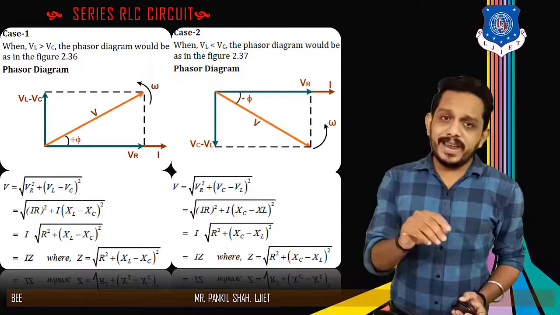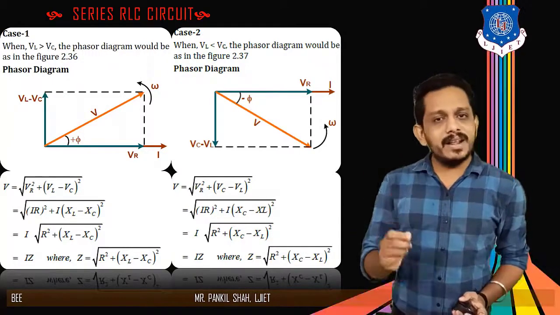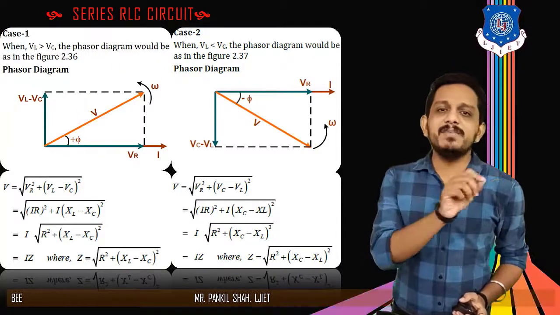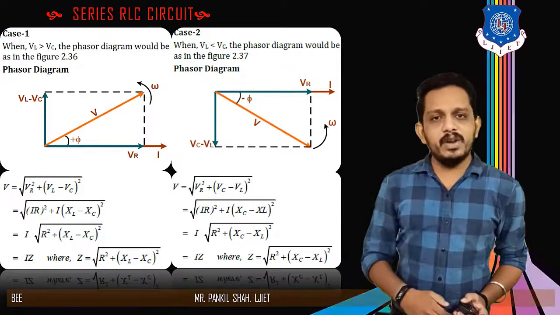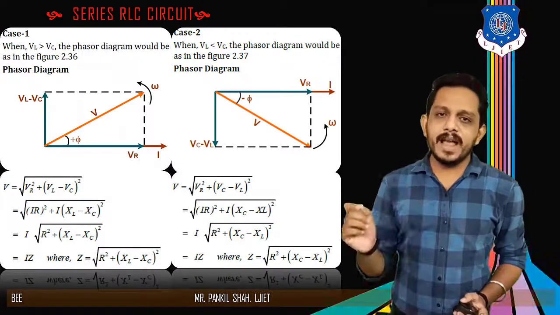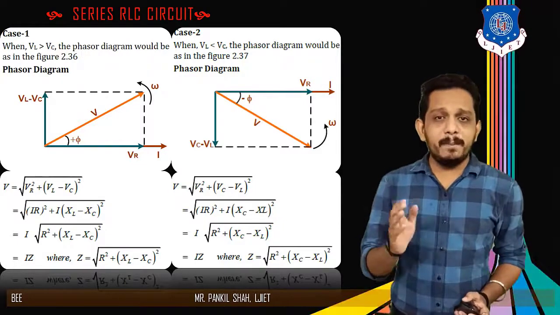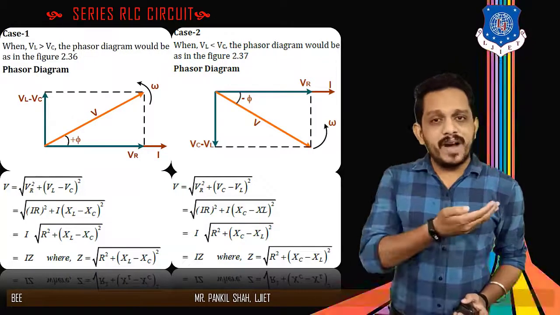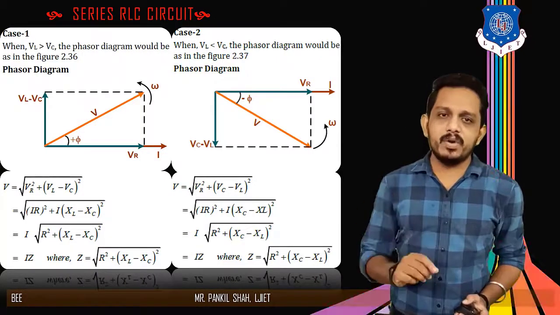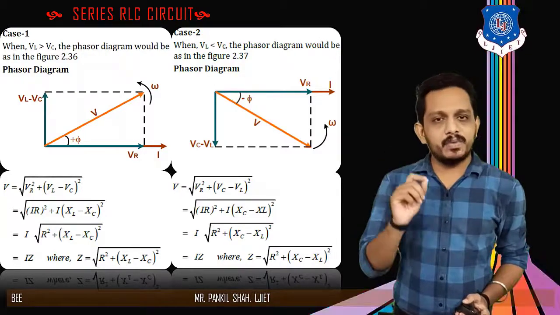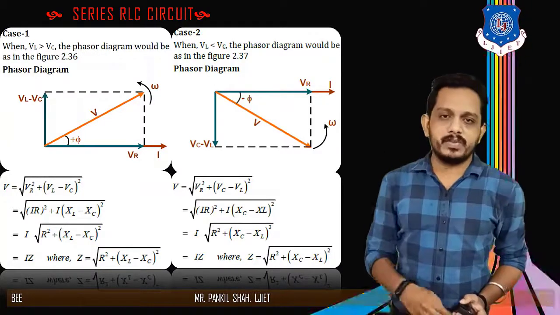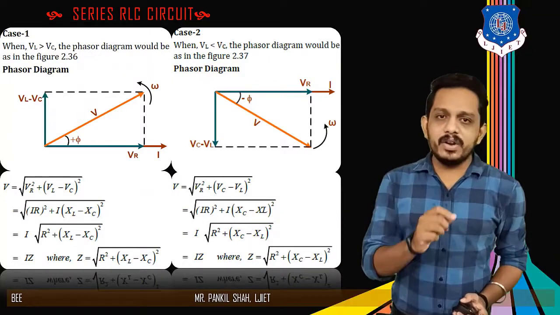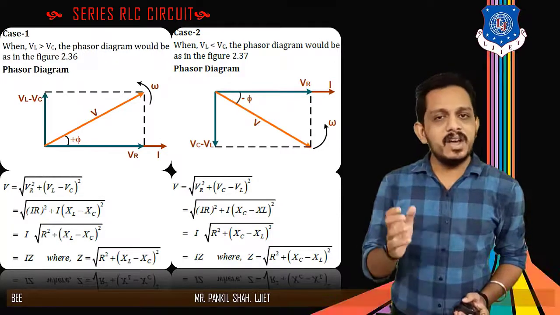Here if we again apply the Pythagoras theorem, then V is equal to the square root of VR squared plus (VC minus VL) squared. If we put in the values of VR, VL and VC, it will be (IR) whole squared plus, in brackets, (IXC minus IXL) whole squared. If I squared is taken out, it will be the square root of I squared times (R squared plus (XC minus XL) squared). If I squared is taken out of the square root, then it will be I times the square root of R squared plus (XC minus XL) squared.